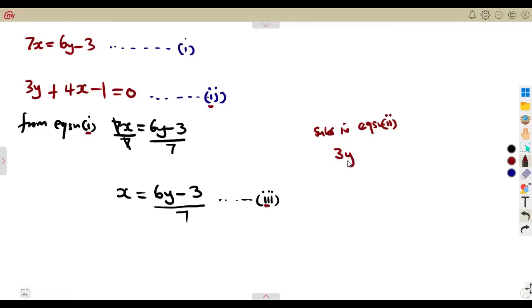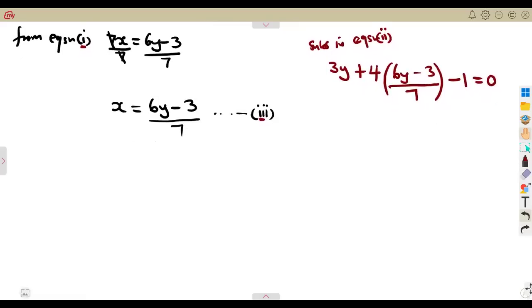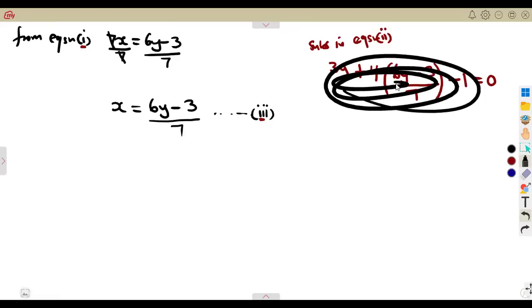So this is going to be 3y plus 4 times x. This is your x: 6y minus 3, everything over 7. This is what is representing x. Minus 1 is equal to 0. So take note, this is a new equation that you're supposed to think of how to solve.